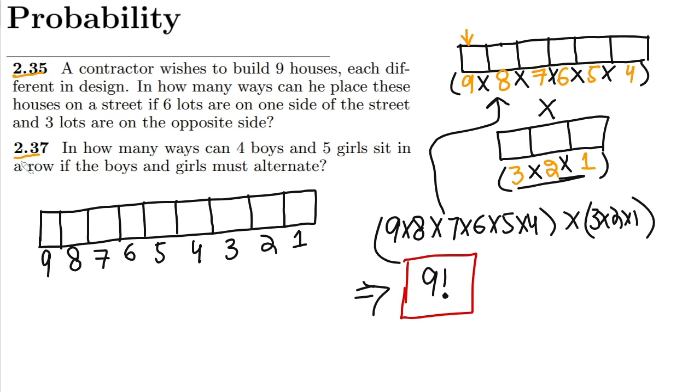Let me move towards question 2.37, and here we have to see in how many ways 4 boys and 5 girls can sit in a row if the boys and girls must alternate. Okay. So what does it mean?